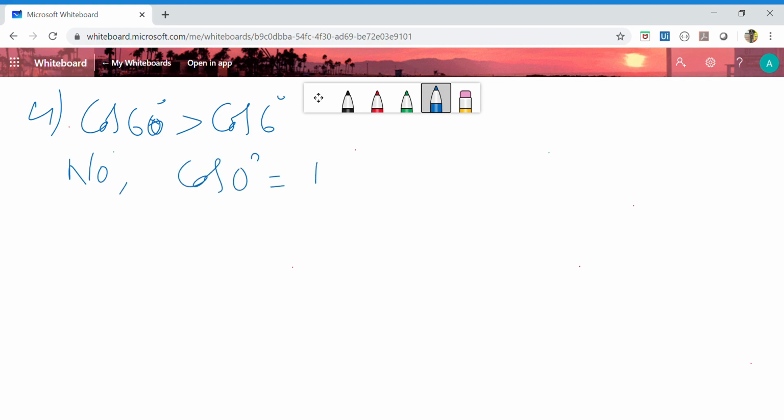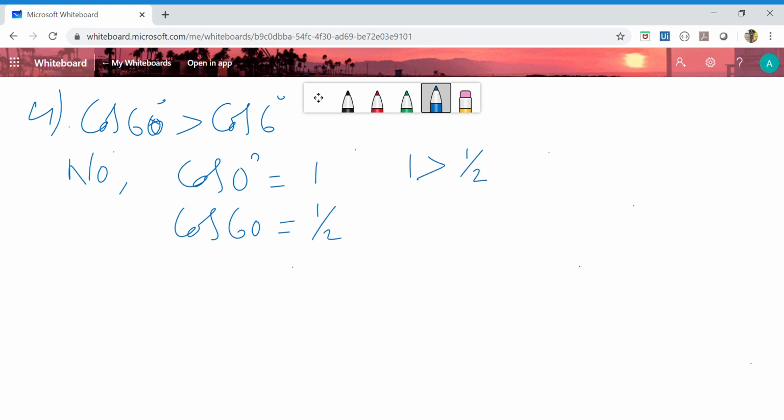Next, fourth question. Is cos 60 degrees greater than cos 6 degrees? Give reason. So, is cos 60 greater than cos 6? Automatically you can say no. Why? Because you can take cos 0 degrees, what is that? 1. What is cos 60? Cos 60 is 1 by 2. Which is greater? 1 is greater than 1 by 2.